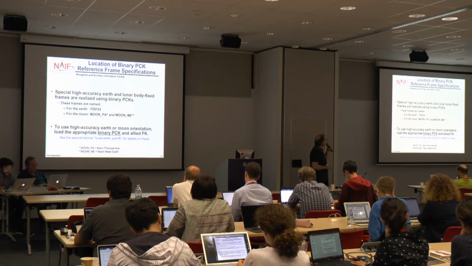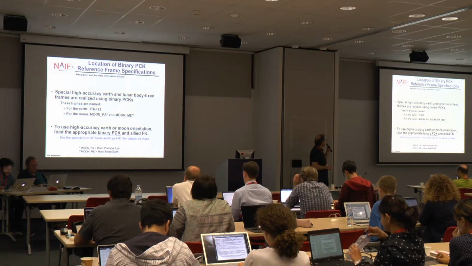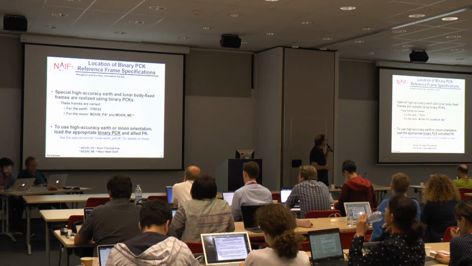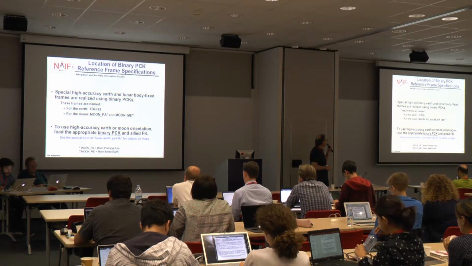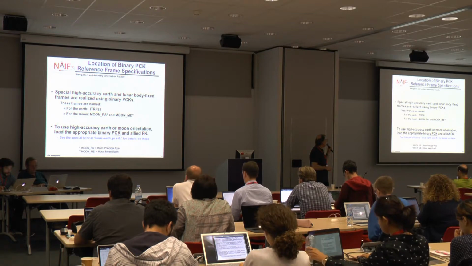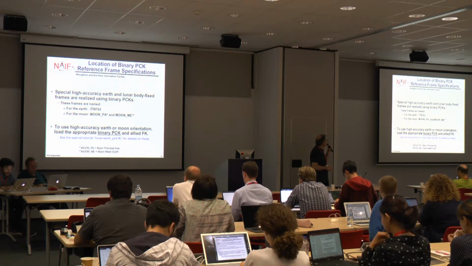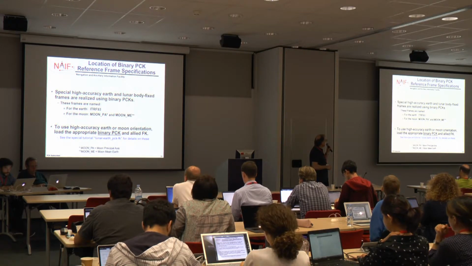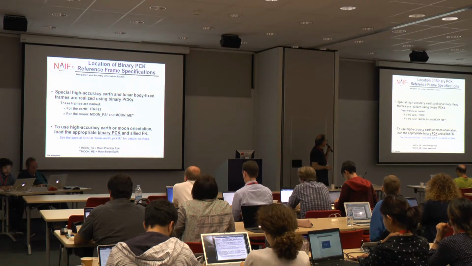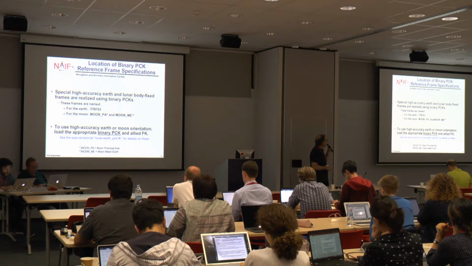High accuracy Earth and lunar body fixed frames are realized using binary PCKs. These frames are named, for the Earth, ITRF93, and for the Moon, MOON_PA and MOON_ME, which stand for Moon Principal Axis and Moon Mean Earth. To use high accuracy Earth or Moon orientation, load the appropriate binary PCK and allied FK.